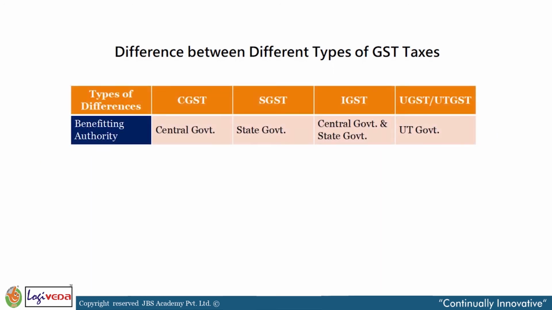Who is the benefiting authority? IGST benefit is taken by both center and state. CGST benefit is taken by the center. SGST benefit is taken by the state. And the UTGST benefit is taken by the union territory.